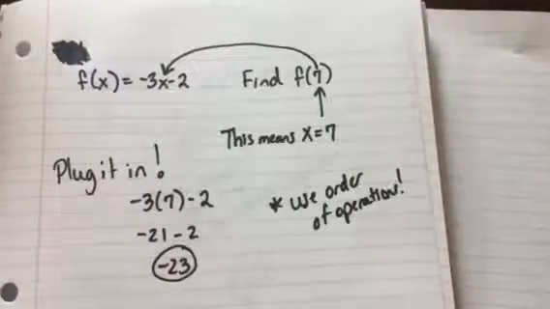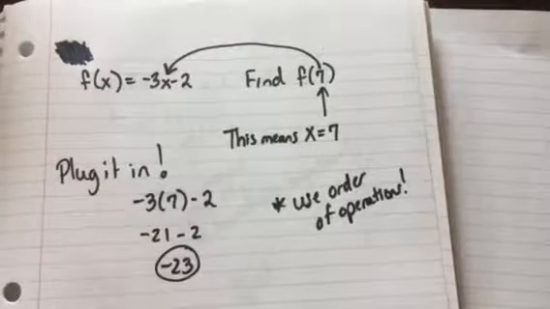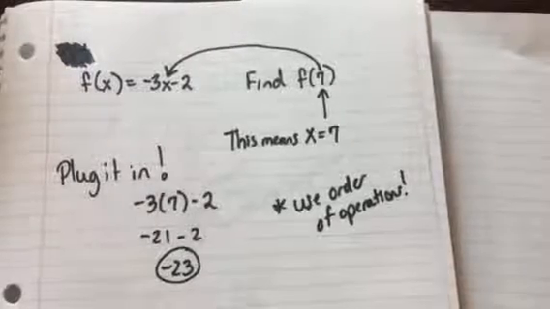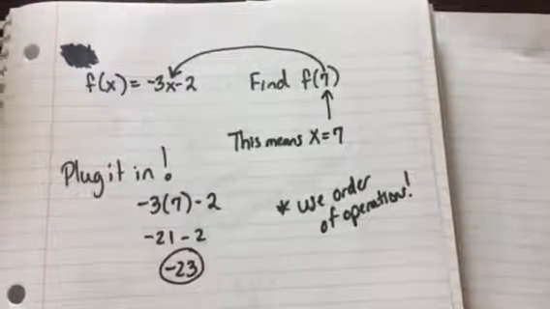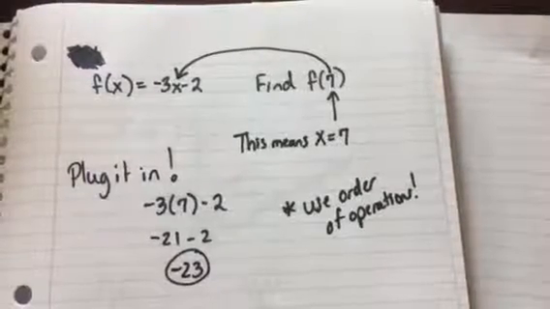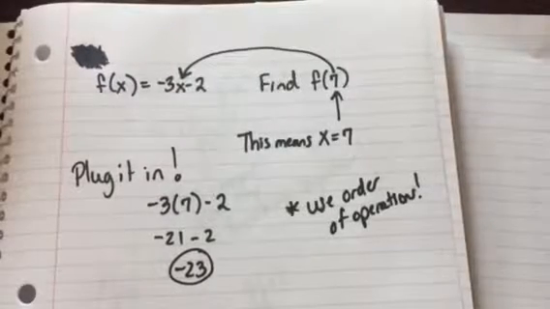I'm going to go over 3 examples of how to deal with operations of functions. For this first problem, we have the function of negative 3x minus 2 and it asks us to find f of 7. I know that seems a little funky, it's a little different language, but whenever it says f of 7, it really just means that x equals the value of 7. So all you're going to do is plug it in.